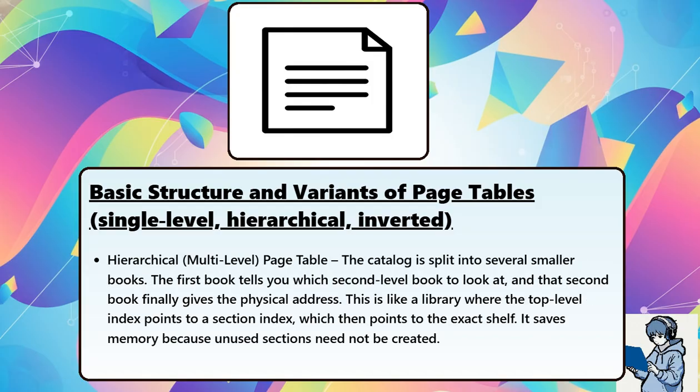Hierarchical multi-level page table, the catalog is split into several smaller books. The first book tells you which second-level book to look at, and that second book finally gives the physical address. This is like a library where the top-level index points to a section index, which then points to the exact shelf. It saves memory because unused sections need not be created.